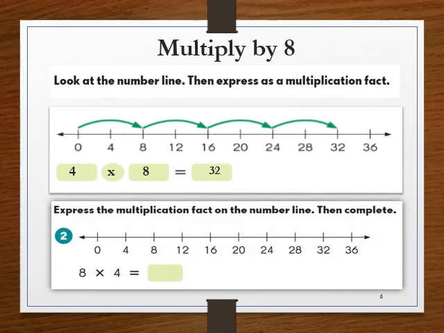Now, I need another way to give me the same answer. Another way to show 4 groups of 8, we said, will be 8 groups of 4. So this time I will skip by 4. So I will move from the 0 to the 4, to the 8, then to the 12, 16, 20, 24, 28, and finally to the 32. So here we knew that 8 times 4 is equal to 32.